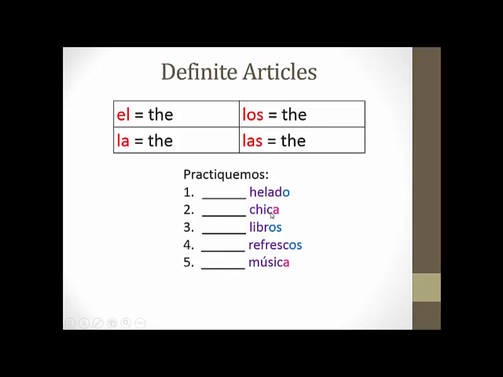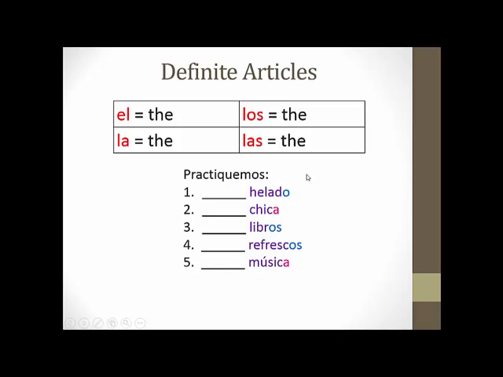Look at number 2. Chica ends in a. It does not end in s, so we know we want to pull from the singular side. And chica ends in a, which tells us that it is a feminine word. Therefore, we need to use la, because el is masculine and la is feminine. Let's look at number 3.